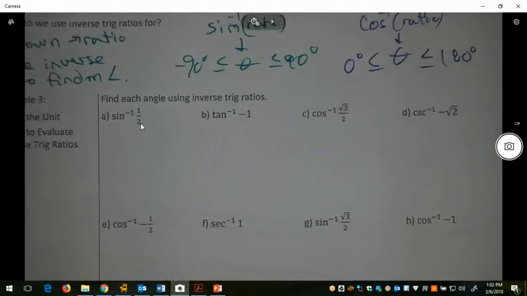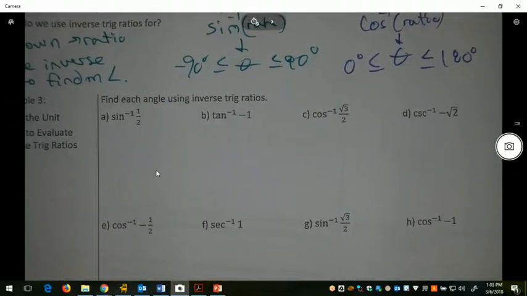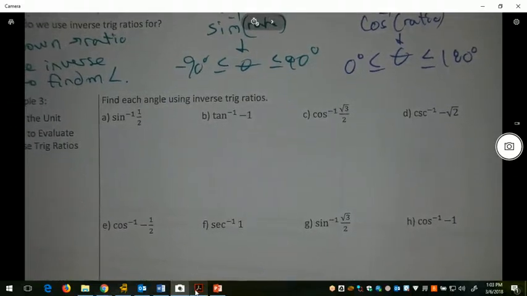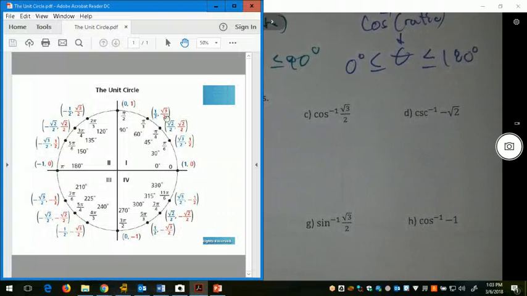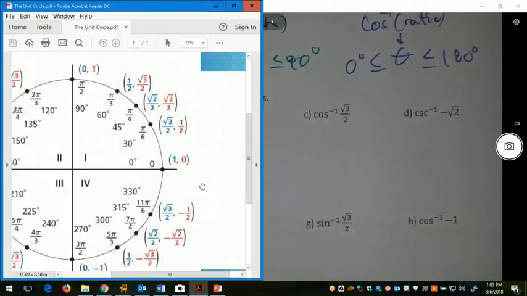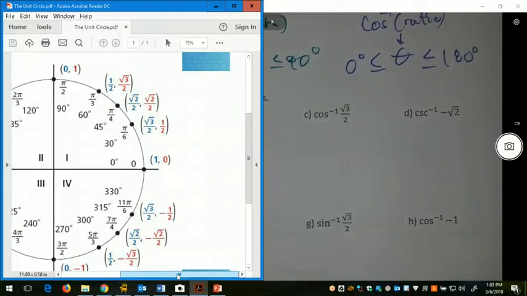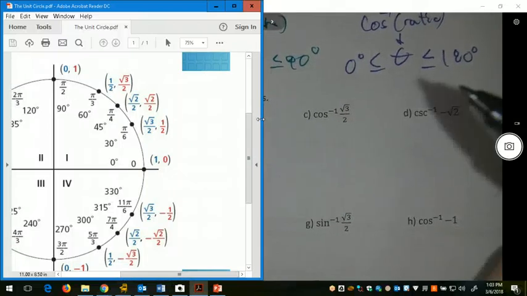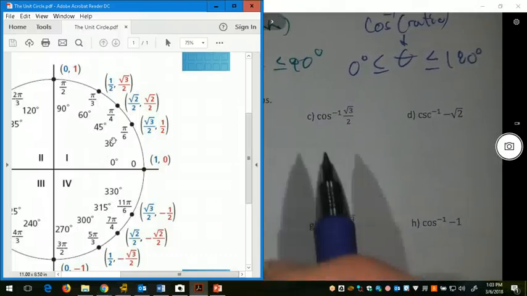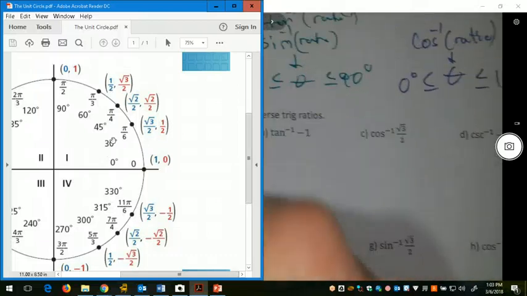So now we're going to be asked to find sine inverse of 1/2. So I pull up my unit circle and I say, looking only at the right half of the unit circle, ignoring the left half. When is sine 1/2? For which angle is sine 1/2? 30 degrees. There's 1/2, there's 30. So my answer for this is 30 degrees.